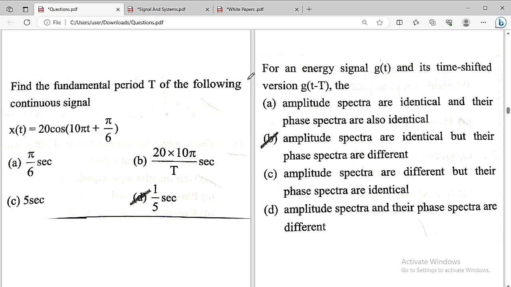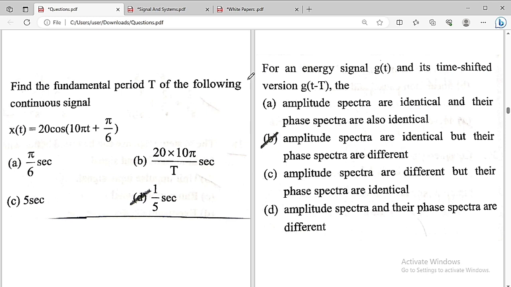Which is option B: amplitude spectra are identical but their phase spectra are different. So for g of t and g of t minus capital T, both have the same amplitude spectrum, but the phase spectrum is different. This is the correct solution of this question. Now we'll discuss why it is like this. Option B is the correct solution.